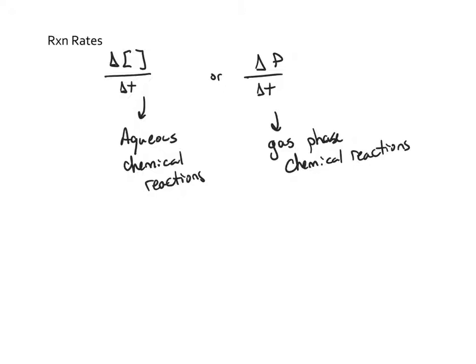So the units for an aqueous chemical reaction is molarity per second, usually, could be molarity per minute, but usually molarity per second, whereas for pressure, it's atmospheres of change per second. Now, if you're a calculus student, and most of you are, this notation right here should jump off the page at you, because this is basically dx over dt, and that's really what we're doing.